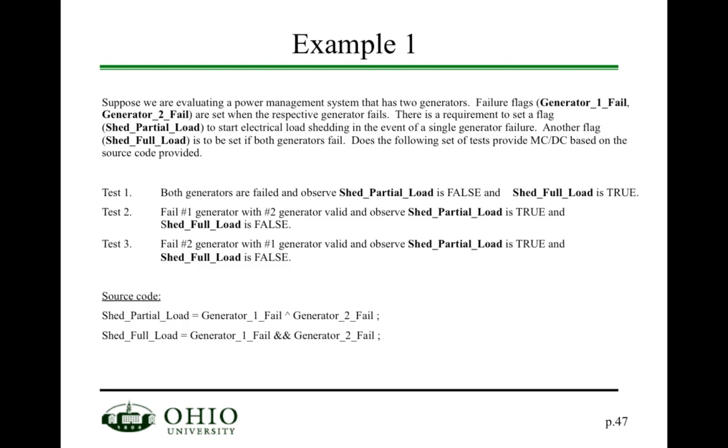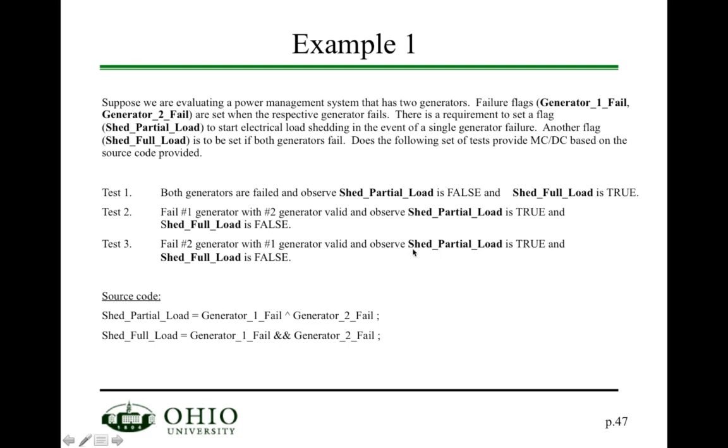Okay, now suppose we have the following example. Suppose we're evaluating a power management system that has two generators. There's two failure flags, one for generator 1, one for generator 2. And there's also a requirement to set a flag to shed partial load to start electrical load shedding in the event of a single generator failure, so we're going to share the load, and another flag if both generators fail.